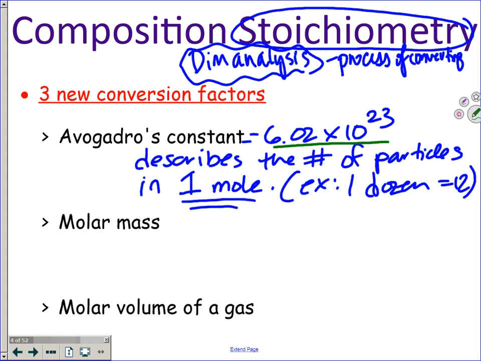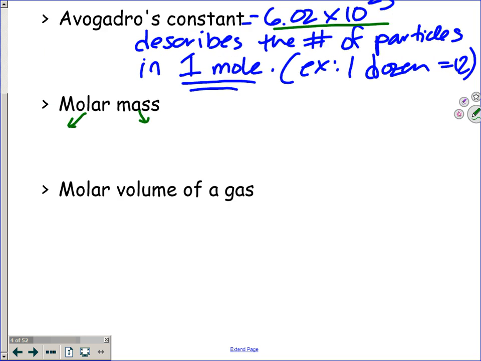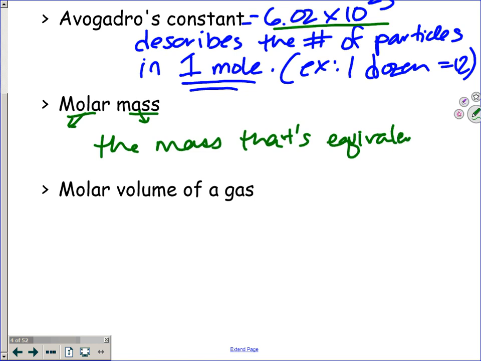Molar mass, think of what this is kind of saying as you say the word. Molar, what unit comes to mind? Mole. Okay, so let me give the second part of this. What does mass generally refer to? Weight or grams, right? So we're talking about mass in grams. What we have here is a relationship between mass and moles. So it's the mass that's equivalent to 1 mole of a substance.